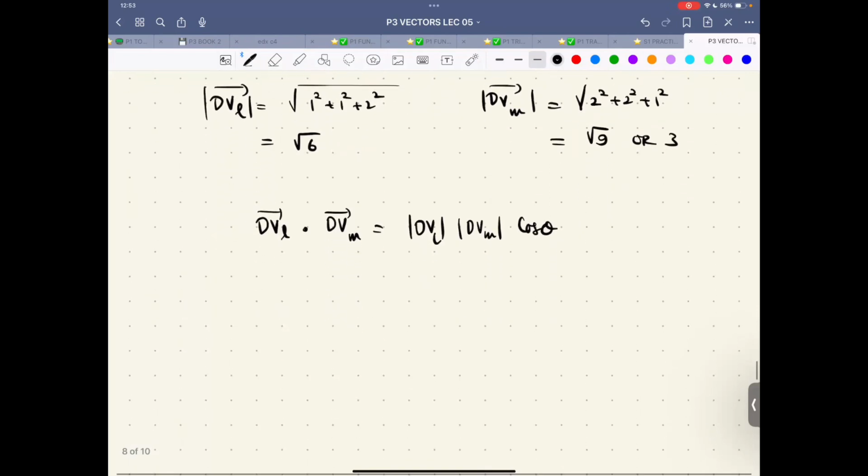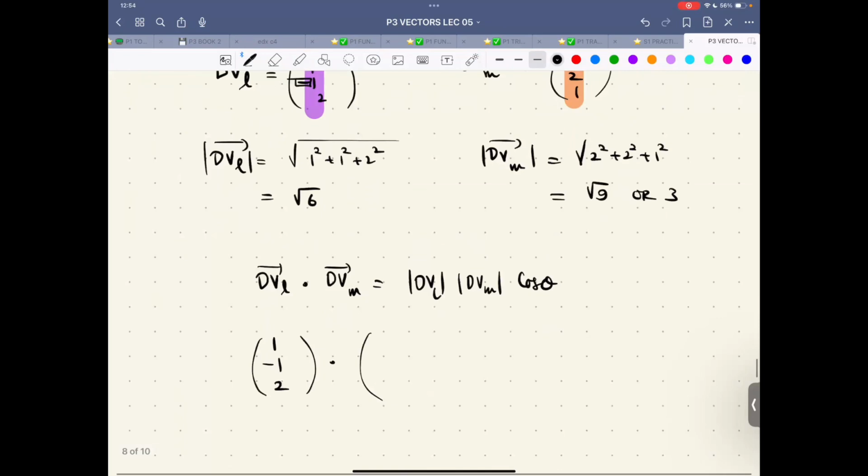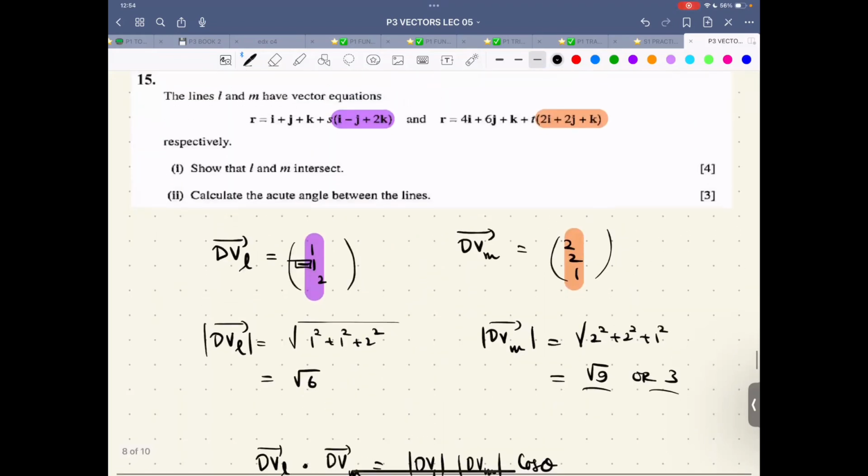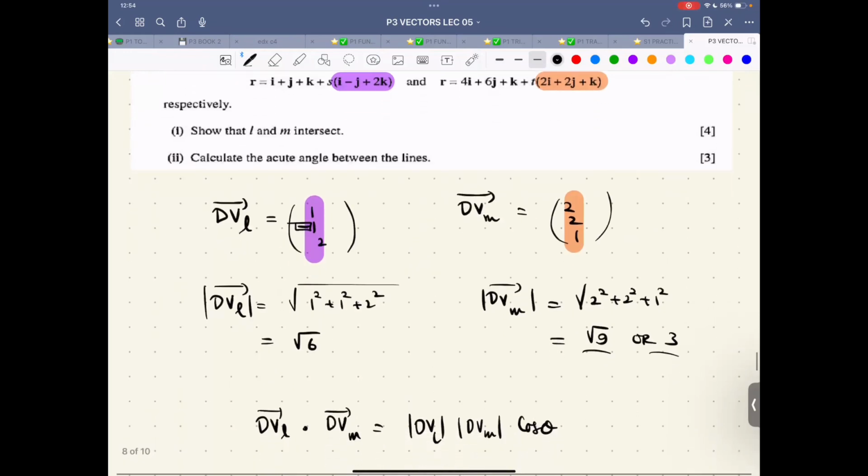So 1, minus 1, and 2, dot product with 2, 2, 1. 2, 2, 1, no harm in double checking. That is root 6. And this is root 9 cosine theta. I can use root 9, I can use 3. 1 minus 1, 2, 2, 2, 1, all good.